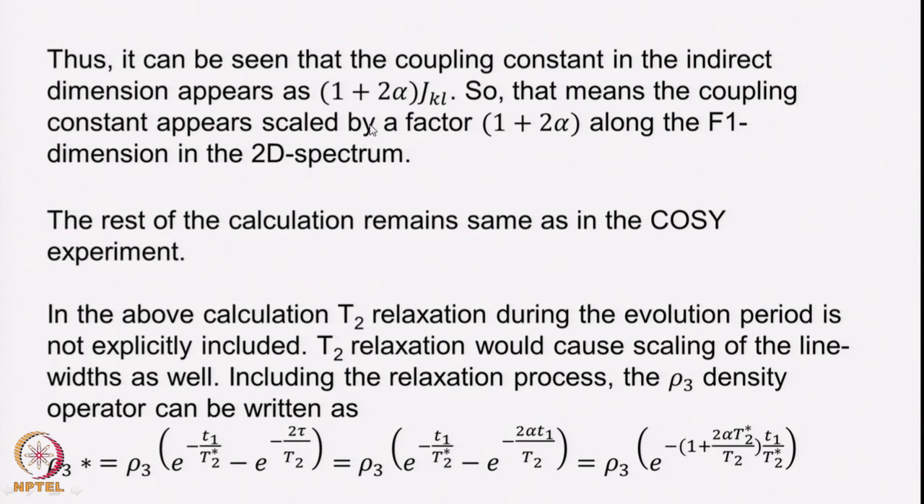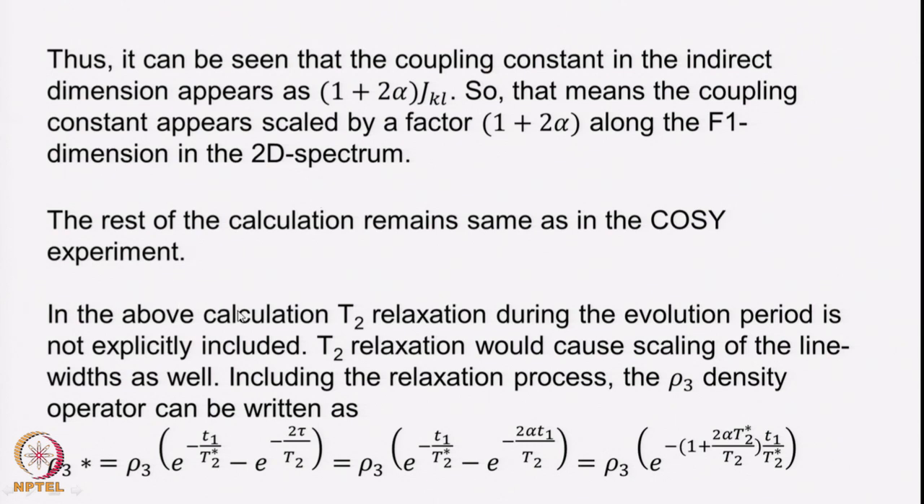So now you see the coupling term is multiplied by the factor 1 plus 2 alpha. Therefore, when you Fourier transform this along the F1 dimension, the coupling constant will appear as 1 plus 2 alpha times J. The coupling constant appears scaled by a factor 1 plus 2 alpha along the F1 axis in the 2D spectrum. Now, we will not go through the rest of the calculation along the T2 evolution, because that remains the same as in the COSY, and we do not want to repeat that here. The idea here was to show that during the T1 period, the coupling constant appears scaled by the factor 1 plus 2 alpha, and this is because of the introduction of the spin echo sequence tau 180 tau.